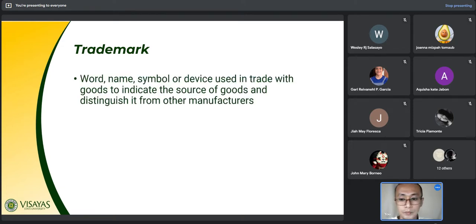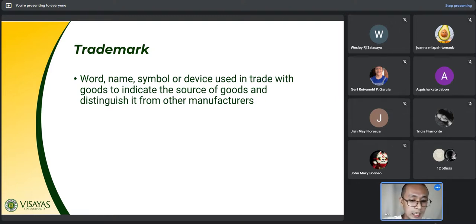Okay, for example, what is the trademark of Coca-Cola? Right, they have their own logo. Since they have their trademark, class, their company, others cannot use the same logo because it is protected with a trademark. So, to mean, class, a trademark is a word, name, symbol, or device used to indicate a source of goods, and it will help to make their products different from the others.